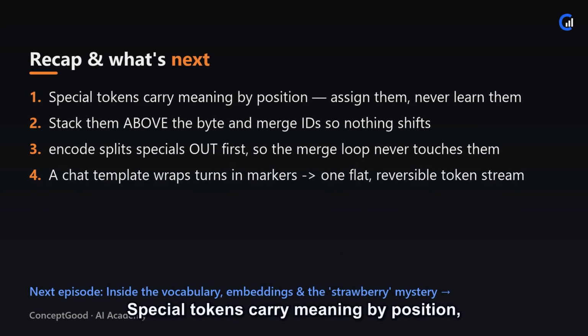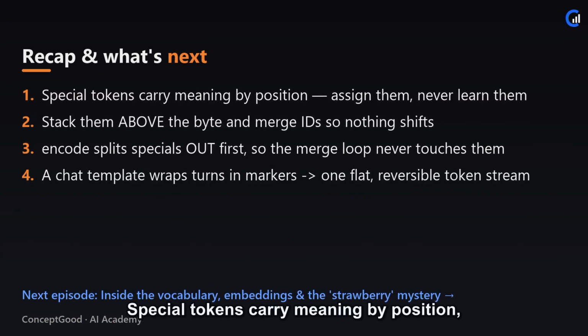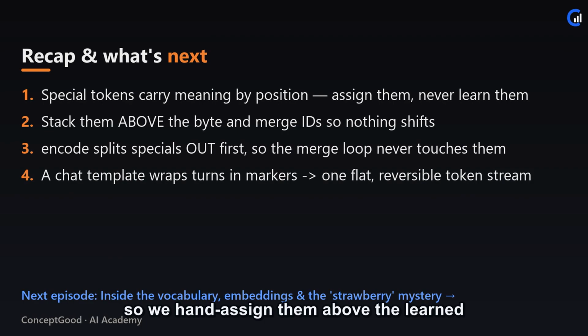Let's recap. Special tokens carry meaning by position, so we hand-assign them above the learned vocab. Our encode splits them out first, protecting them from the merge loop, and a chat template turns a conversation into one reversible token stream. Next episode we open the vocabulary itself: how a token ID indexes an embedding row, the real cost of vocabulary size, and at last the famous puzzle, why a model can't count the Rs in strawberry.